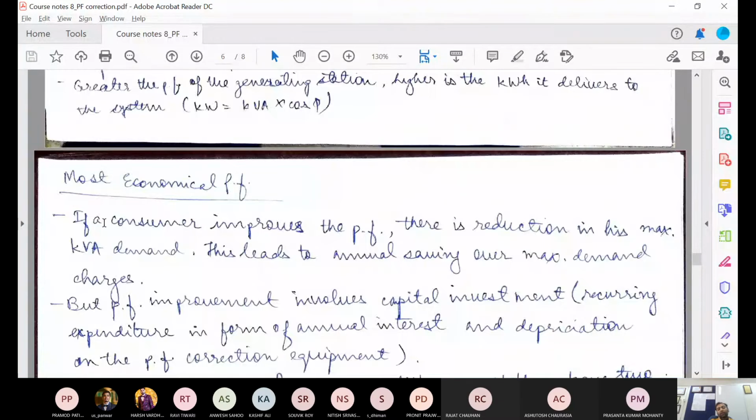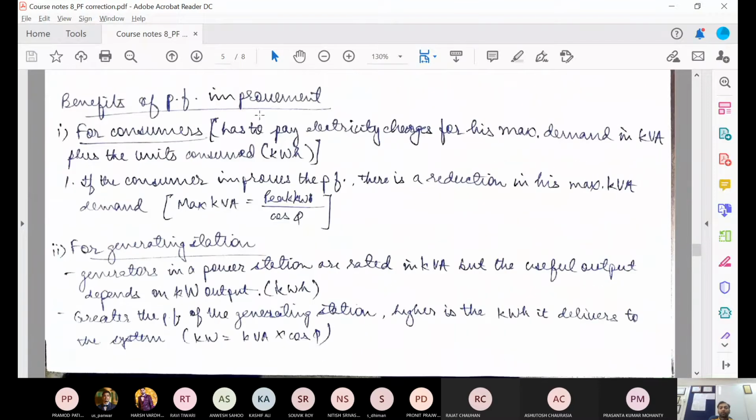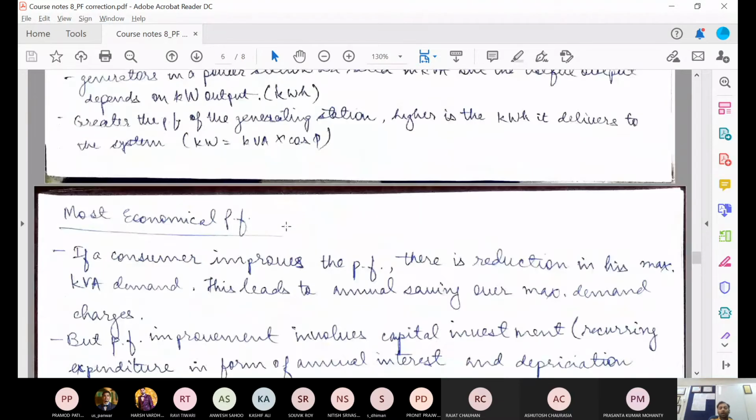As we understand, if a consumer improves the power factor, there is reduction in his maximum kVA. As we discussed, if you make the cos phi higher, then the maximum kVA which will be demanded from the utility by the consumer would be lesser. And this leads to some annual saving over the maximum demand charges.